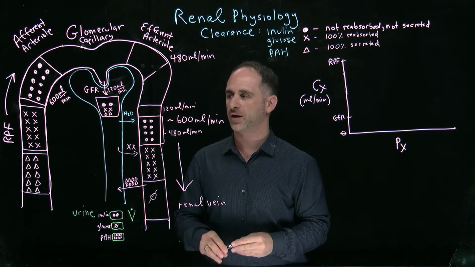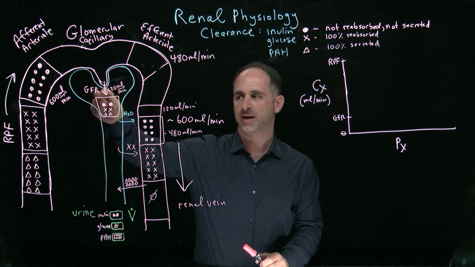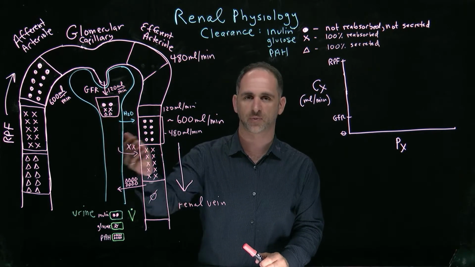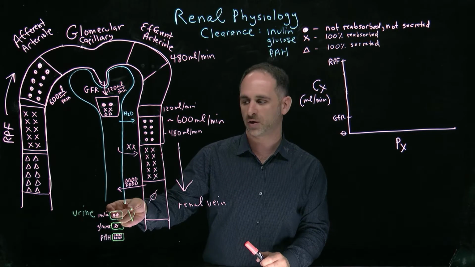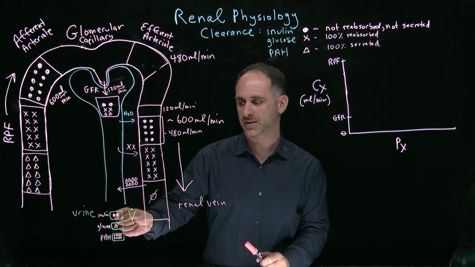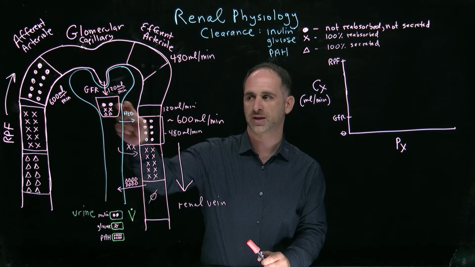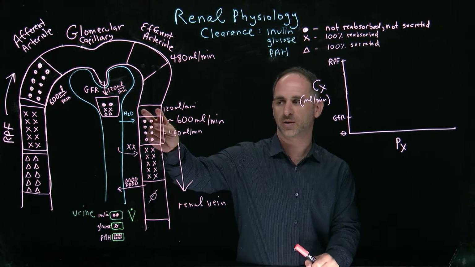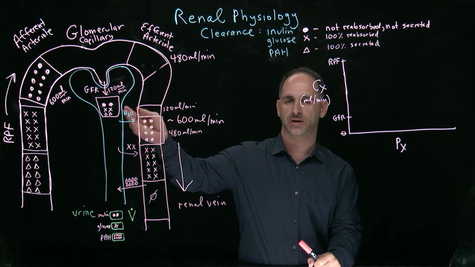You can see over here that 120 mils of plasma was filtered, and then once we have the processes of the kidney occur, we reabsorb water, and you end up excreting urine and a urine volume of V dot. Notice that the same two inulin molecules that are being excreted here were the same two molecules that were filtered. And so 120 mils here is empty, has no inulin in it, and that represents the GFR.